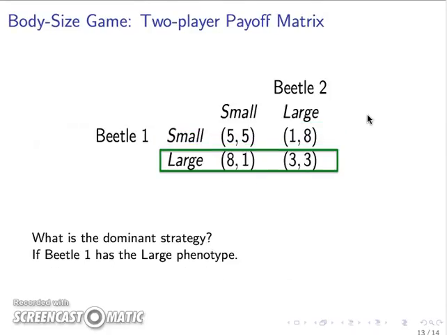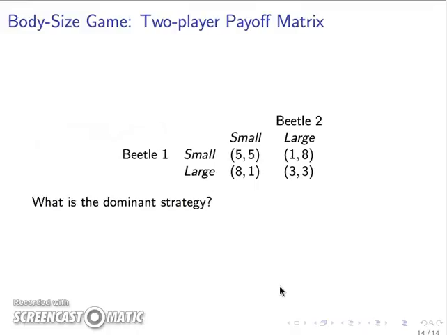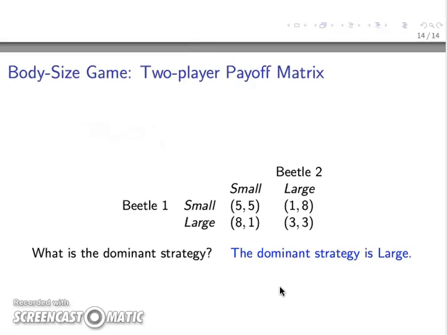And if we do something similar, assuming that beetle 1 is locked in with the body size of large, then what we find is that beetle 2 would get 1 by having a small size, or 3 units by having a large size. Then in such case, beetle 2 gets a maximum payoff whenever beetle 2 has a large body size.